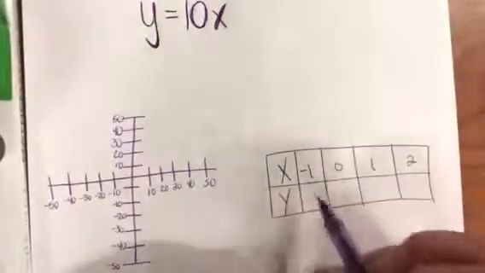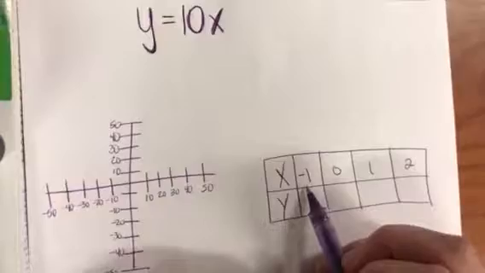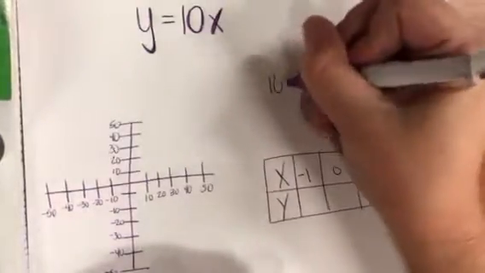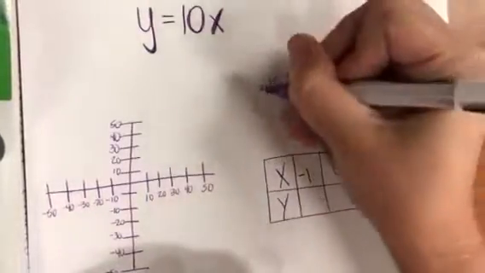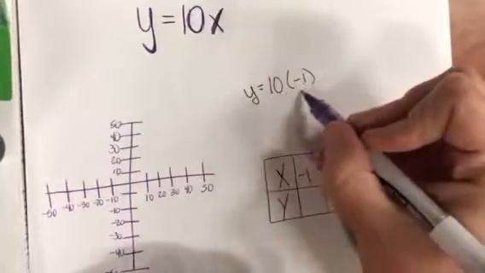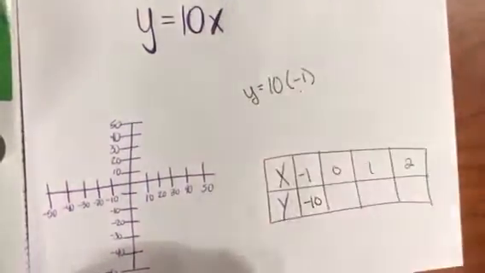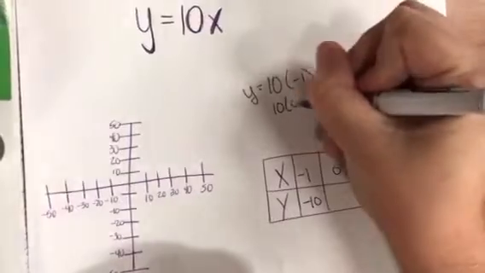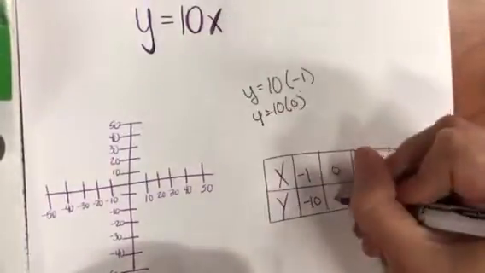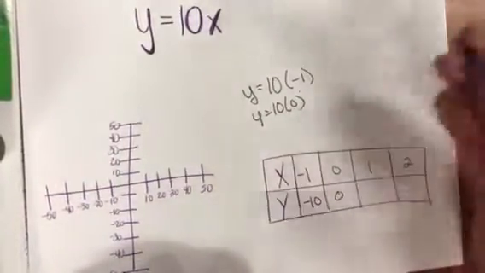Anyway, keep going. So now all I have to do is substitute in my x value. I've got 10 times -1 equals my y value. 10 times -1 is -10. I plug in 0. 10 times 0 is 0. It went through my origin. That means it is proportional.